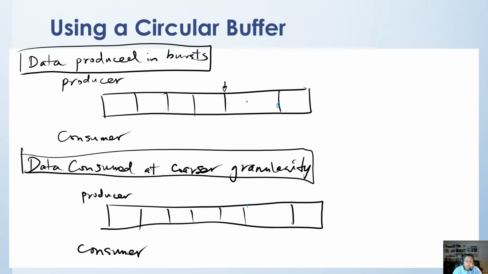So these are two different scenarios. But anyway, using the circular buffer, you can resolve some of the issues of different operation rates between the producer and the consumer.